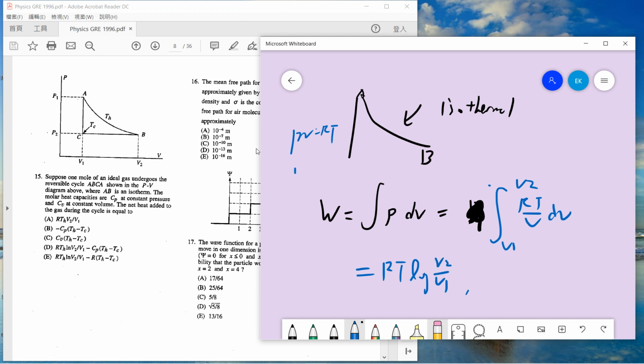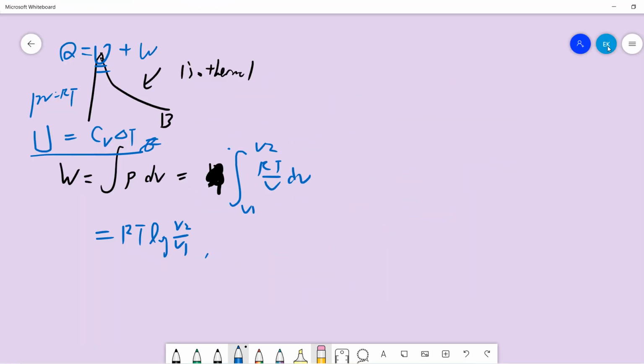And the heat is basically the internal energy plus the work. The internal energy is C_V delta T for one mole of ideal gas. But this is isothermal, so U is 0. So for AB we have W, and U is 0, so the heat is the same as W.